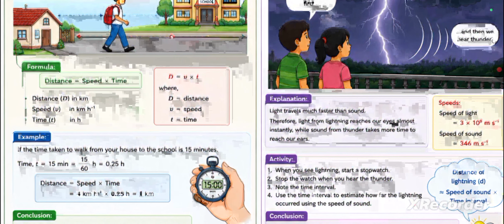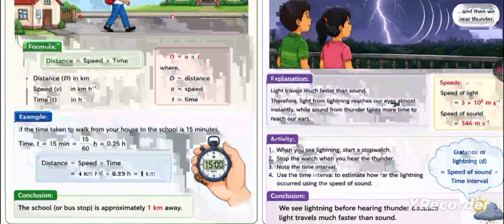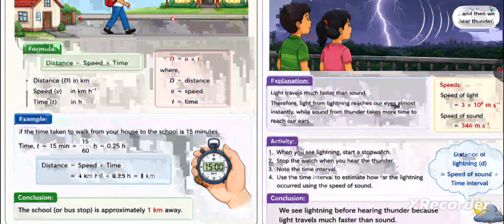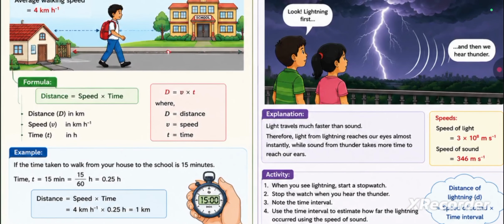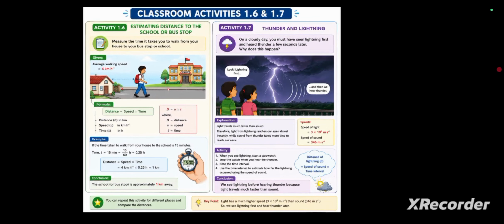Now we have to substitute these two values, speed and time, in the distance formula. So distance is equal to speed into time. Speed is 4 kilometer per hour and time is 0.25 hour. Then multiply 4 into 0.25, which is equal to 1 kilometer. So the school or bus stop is approximately 1 kilometer away from his house. That is the understanding of distance, how to measure the distance.